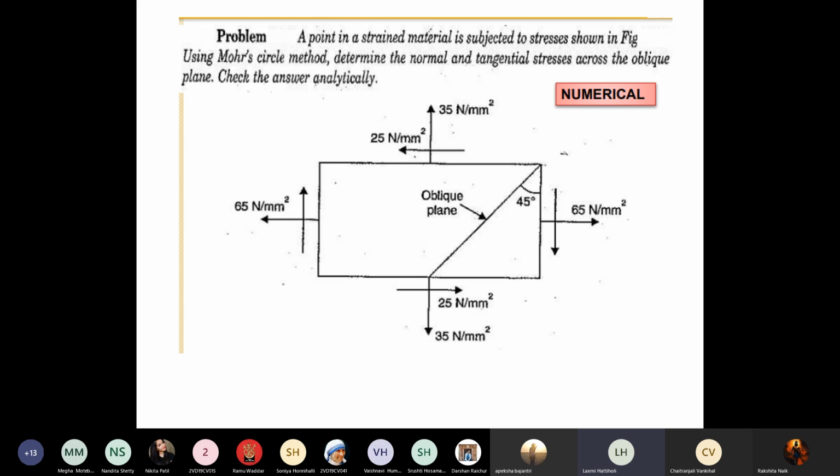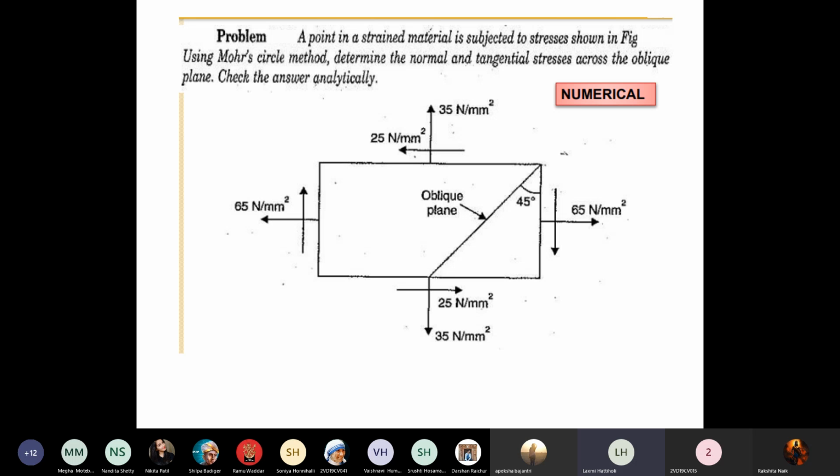As the question states, a point in a strained material is subjected to stresses as shown. A figure shows a two-dimensional stress system. You can see direct tensile stress on all the faces: sigma x is 65 Newton per mm square, sigma y is 35 Newton per mm square, and at the same time you have a shearing stress of 25 Newton per mm square.